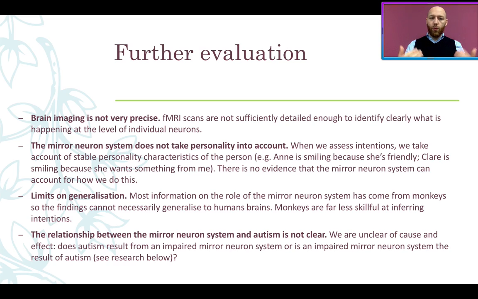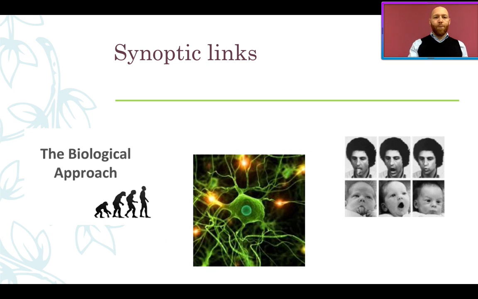The relationship between the mirror neuron system and autism is not actually entirely clear. Yes, we know that difficulty in understanding someone else's perspective is key, but we don't know if it's a causal or a correlational effect. Does autism result in an impaired mirror neuron system, or is it the system that drives the development of autism? We've come across this criticism in Baron Cohen's work and others.